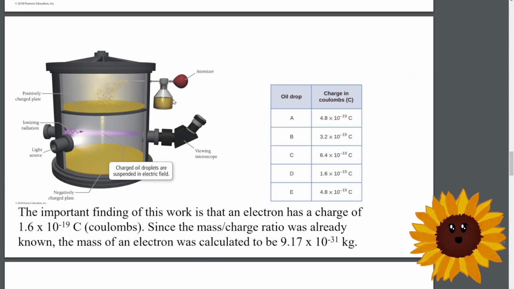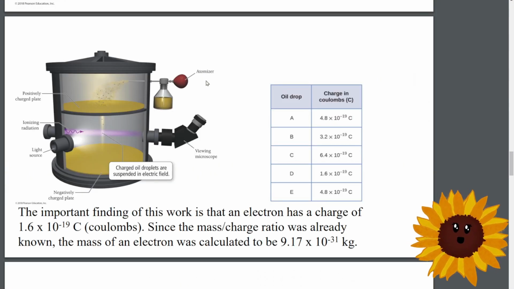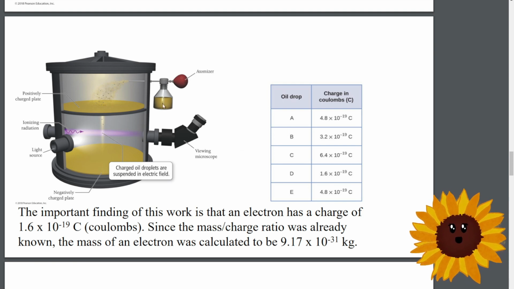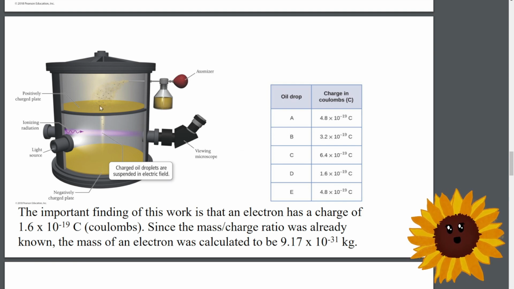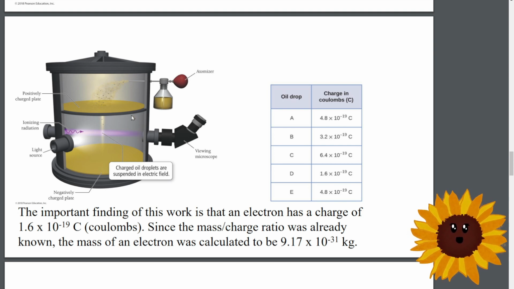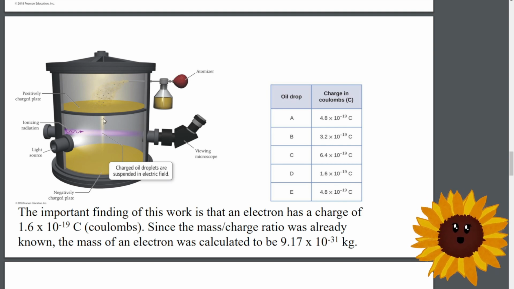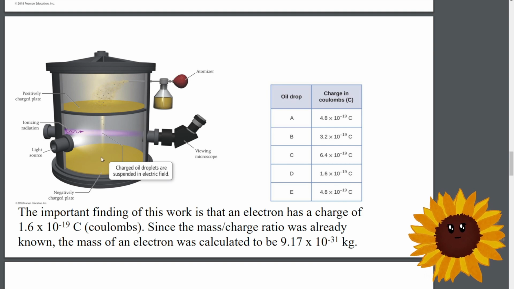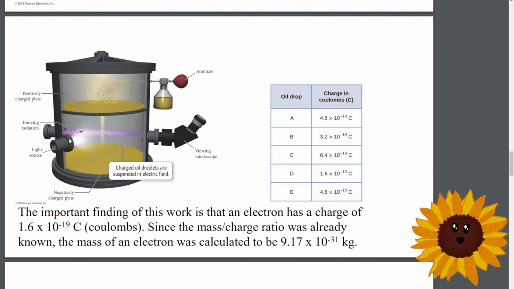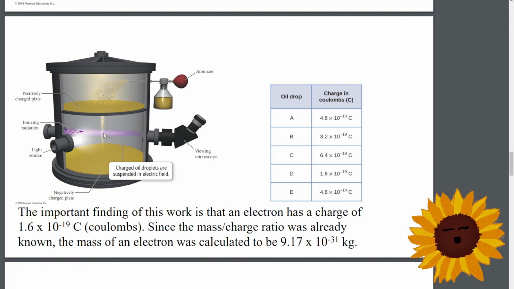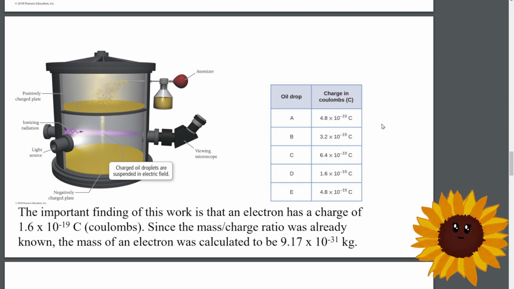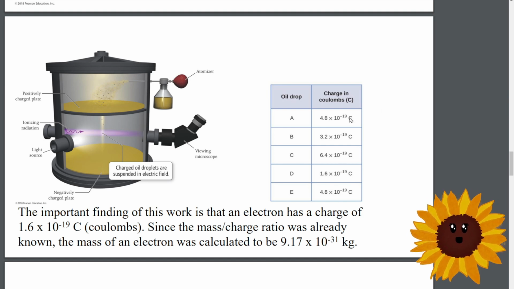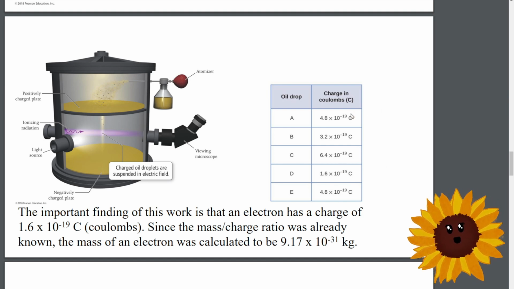So here, this is an experiment that was done, and there was an atomizer, which basically turns this into a really, really fine mist. There was a positively charged plate and a negatively charged plate, and the atoms were put in between. So charged oil droplets were suspended in an electric field with a light source and an ionizing radiation. Again, there was a lot of radiation used back then. So this is basically how they did it.